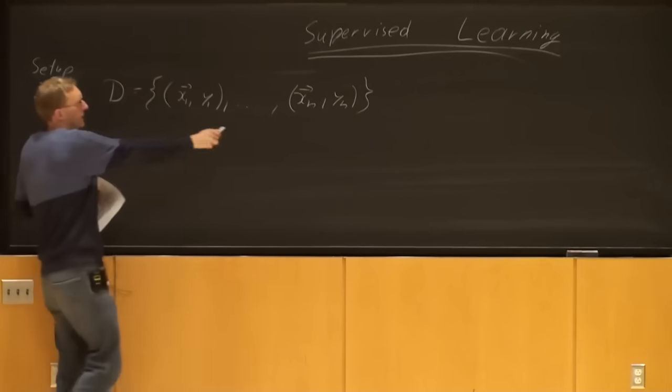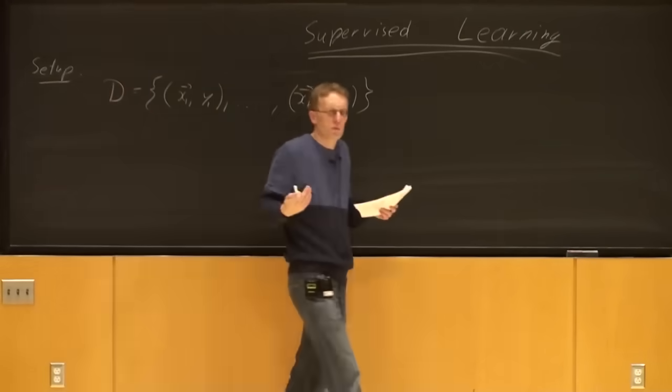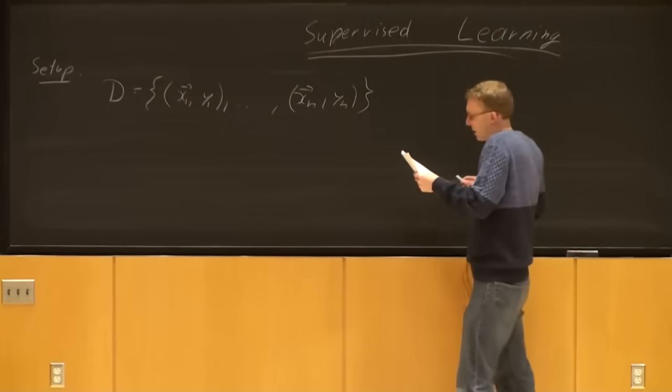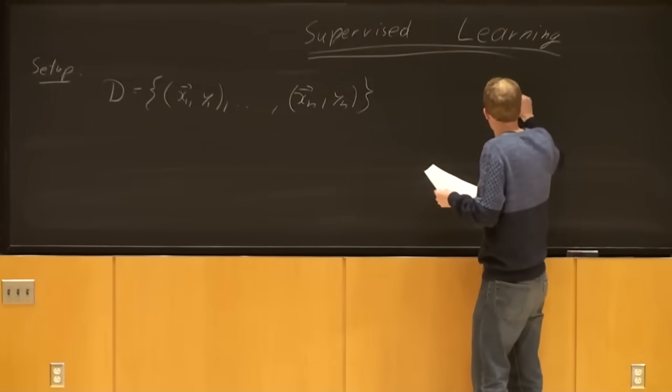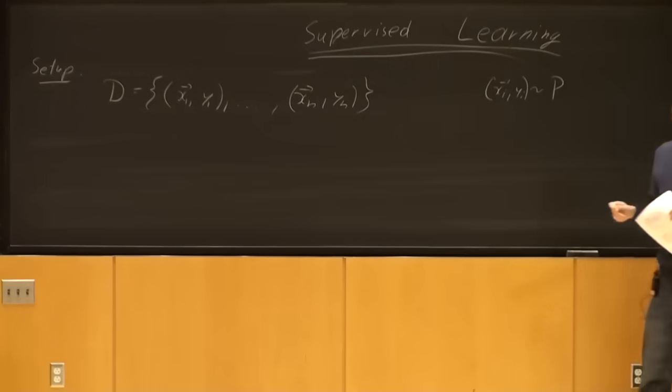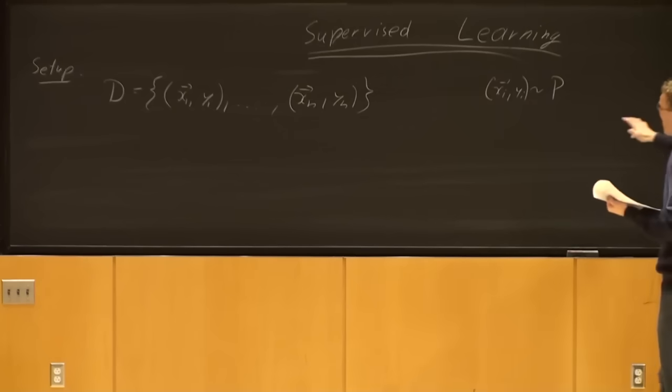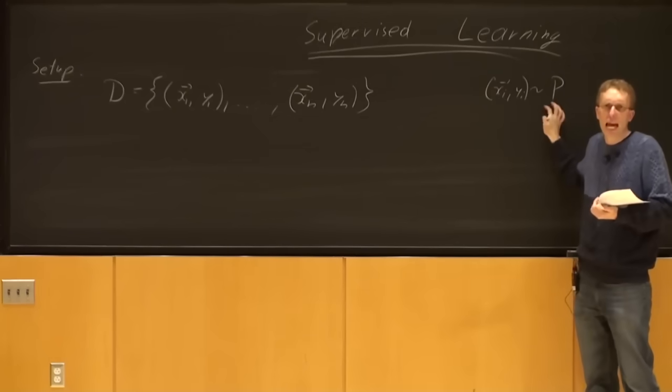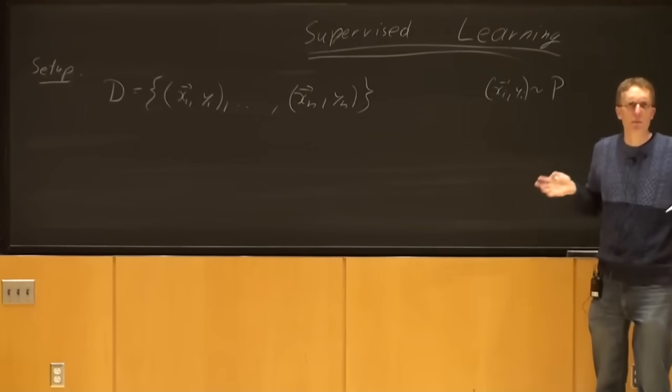So these data points are sampled from some distribution. We have xi, yi, a sample from some distribution P. P is a distribution that we have no access to. It's a distribution that only God herself knows. It's basically where the data comes from. If we had access to this distribution, then everything would be easy, but we don't.